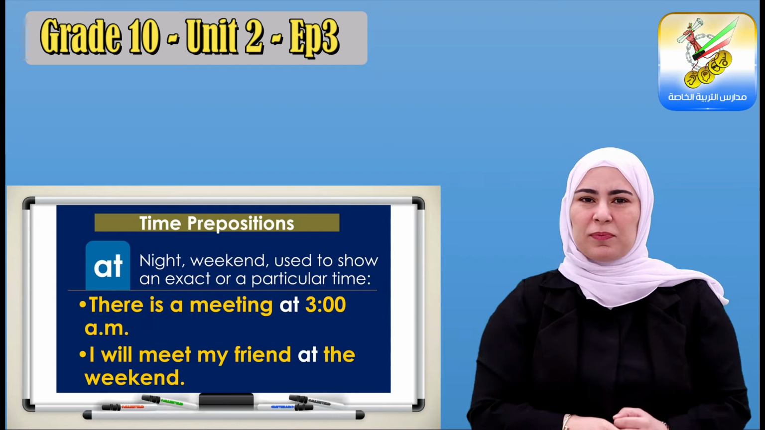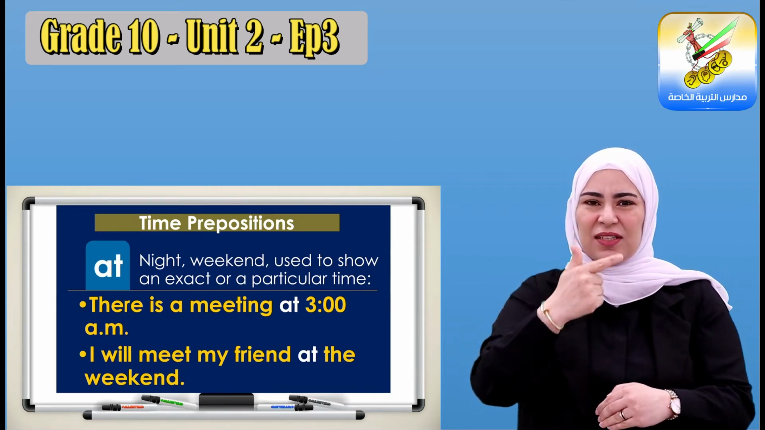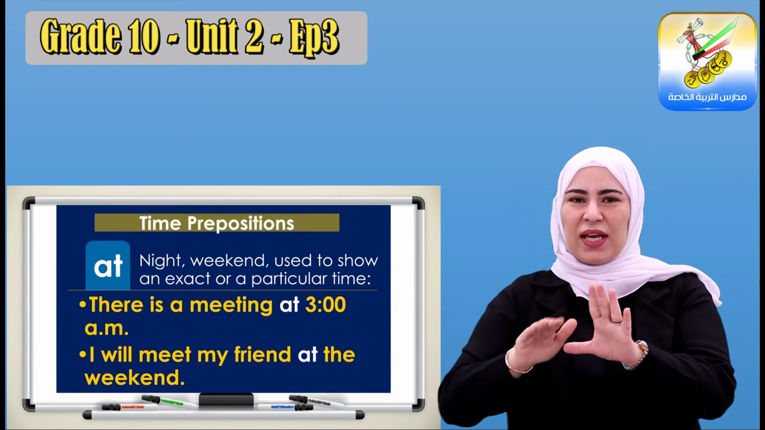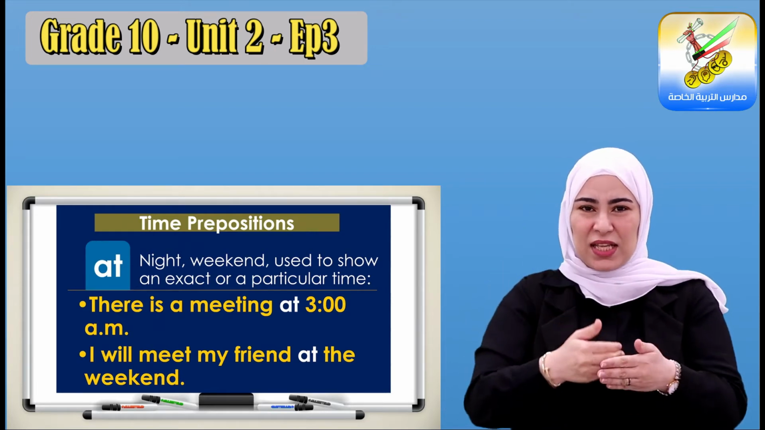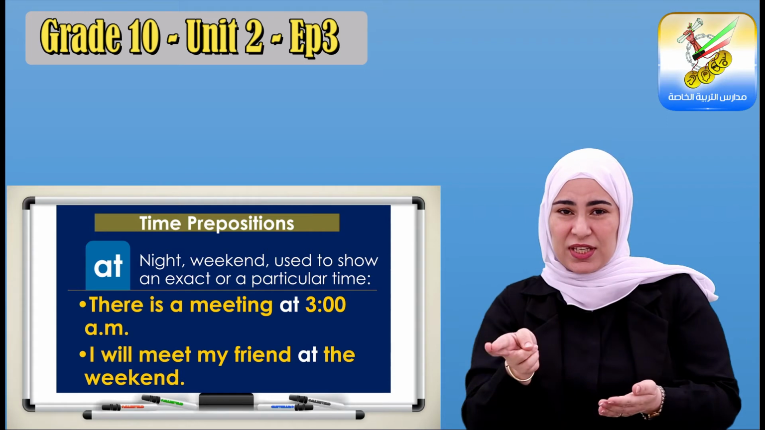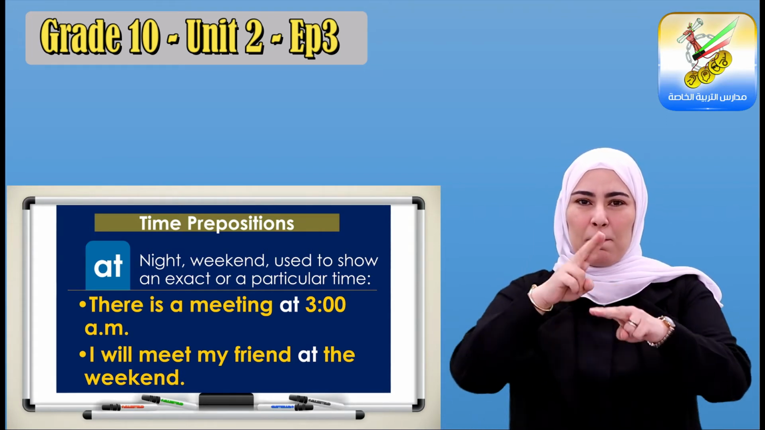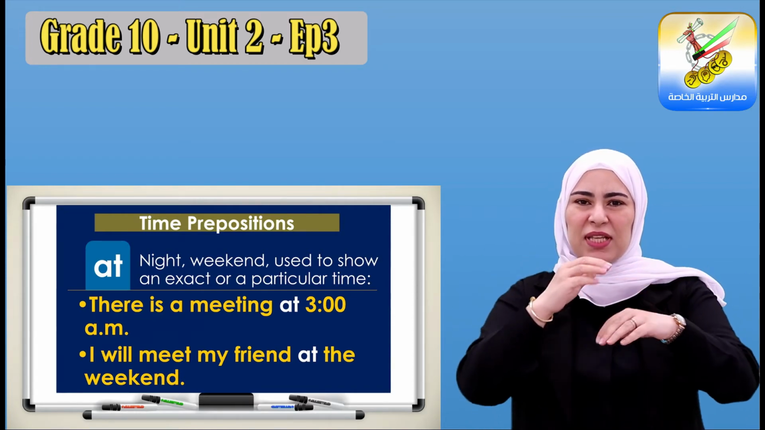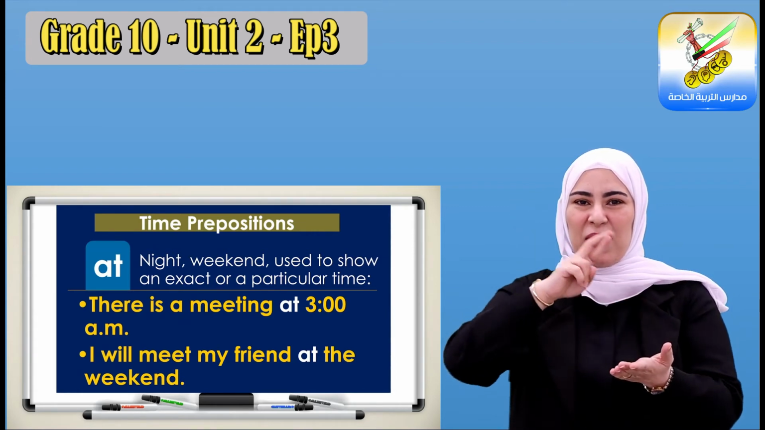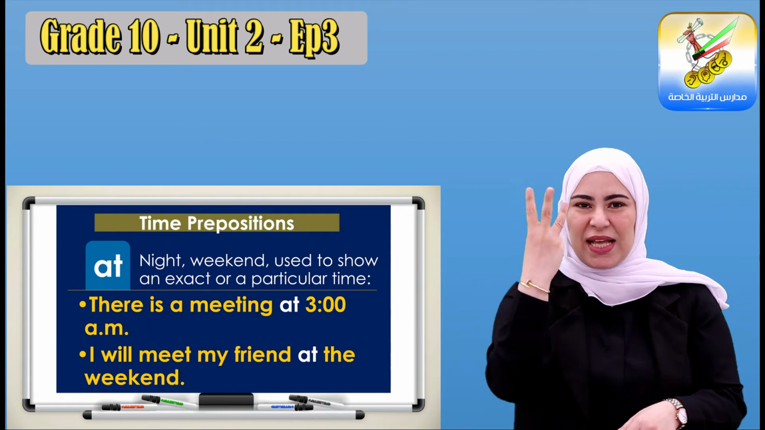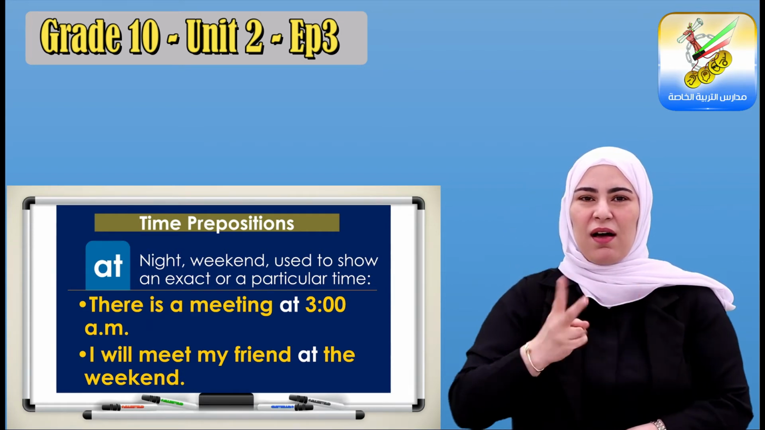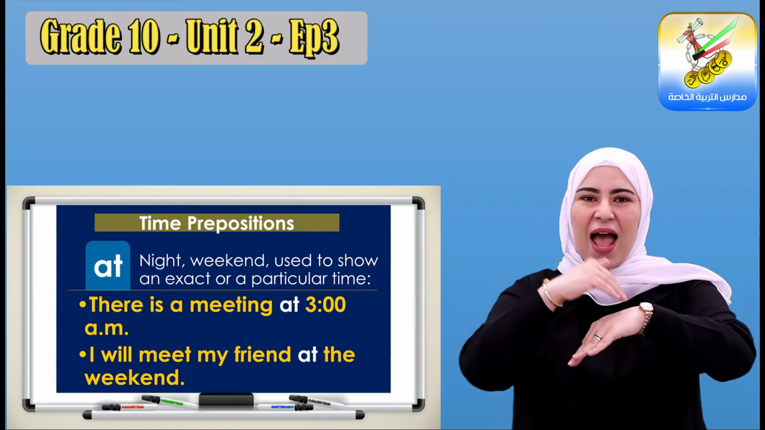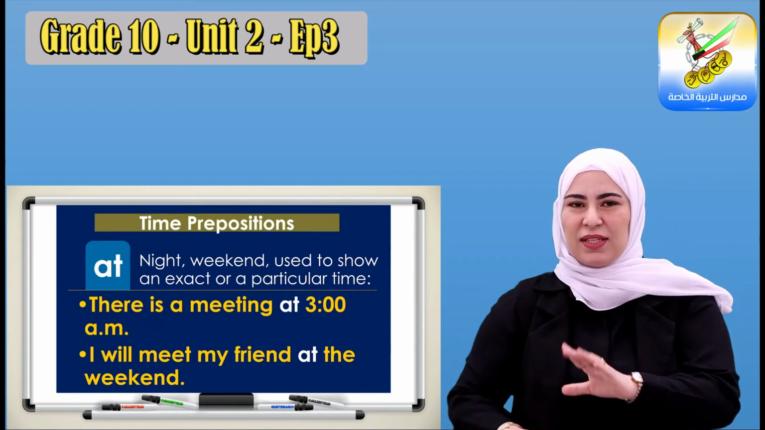At is also a time preposition. We use it when we speak about night, weekends, and used to show an exact or a particular time. When you want to refer to a specific time, you will use the time preposition at. For example, there is a meeting at 3 a.m. So here I'm referring to a specific time, at 3 a.m. Okay? Another example, when I say, I will meet my friends at the weekend. So at the weekend is when I refer to the weekend. This is also a time preposition.